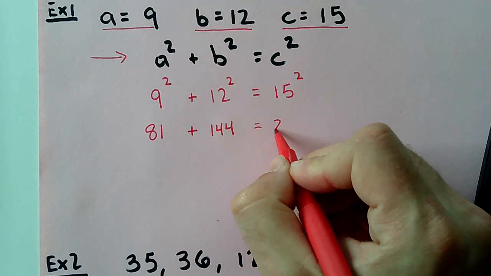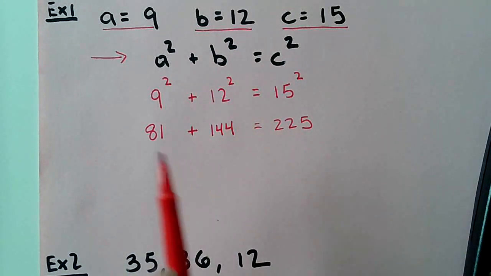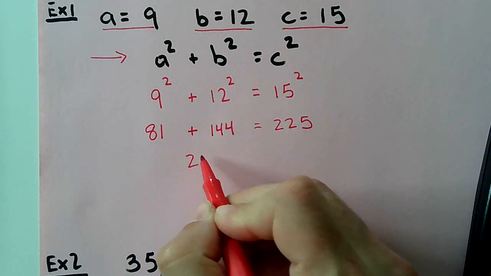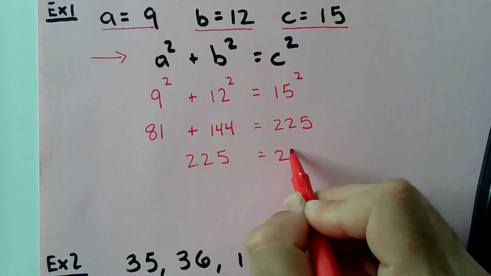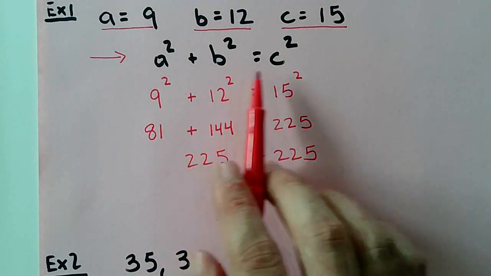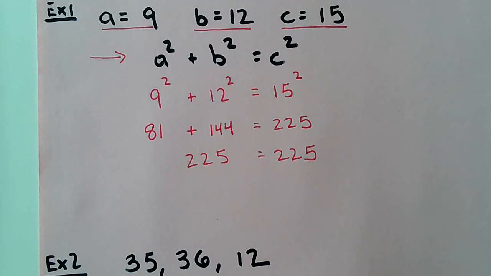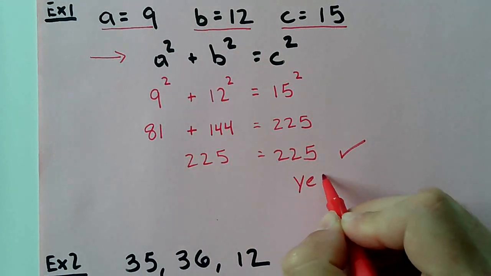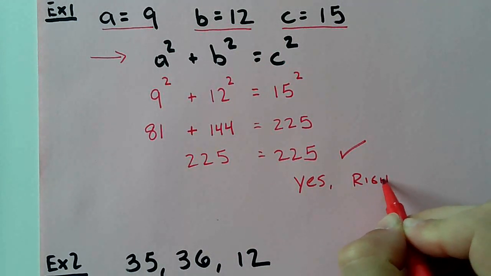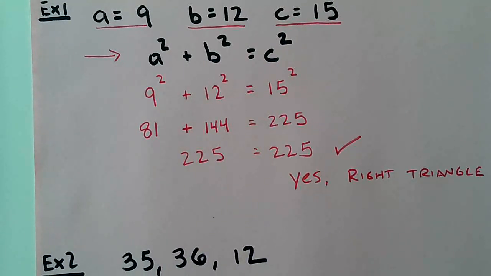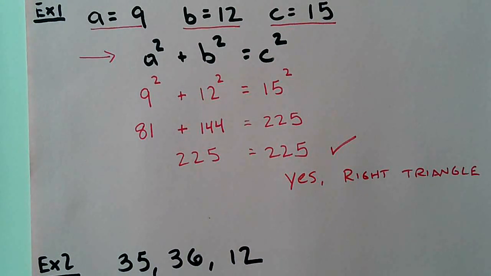So my question that I'm asking myself, does 81 plus 144 equal 225? Well, 81 plus 144 is 225. The Pythagorean theorem tells us that if a squared plus b squared is equal to whatever c squared is, then it is a right triangle. So this is a check mark. Yes. Right triangle. So I know that those lengths form a right triangle.